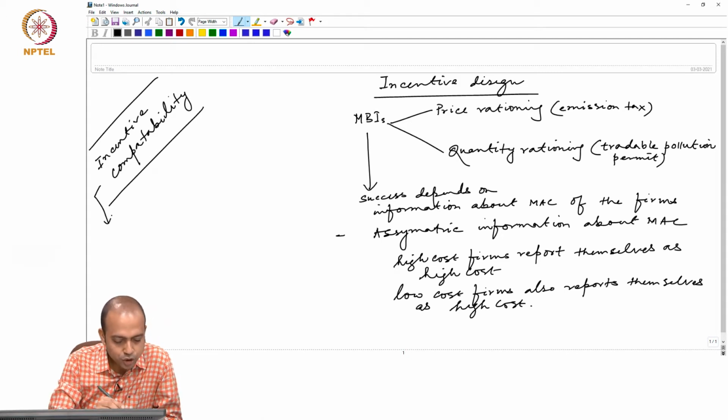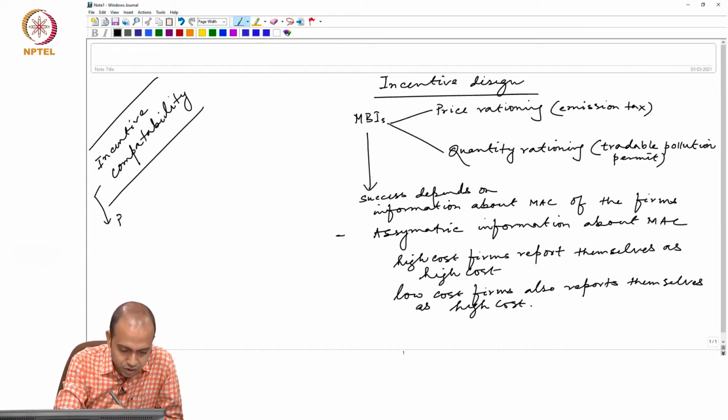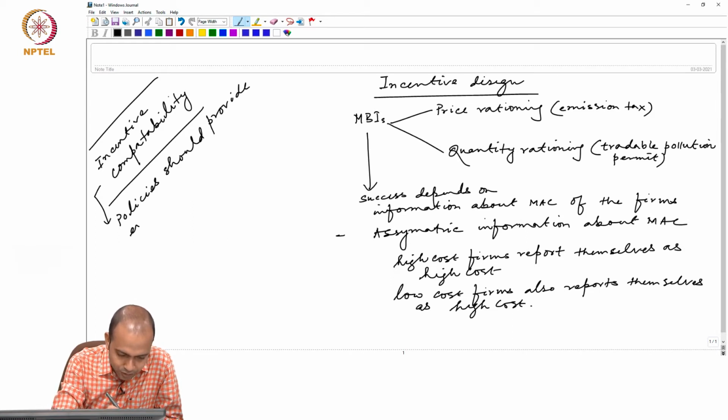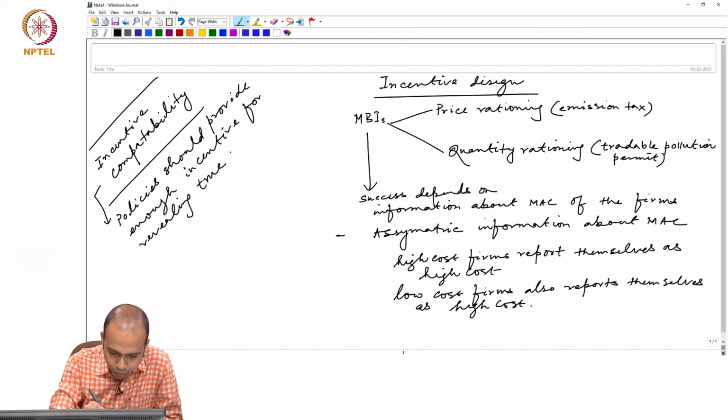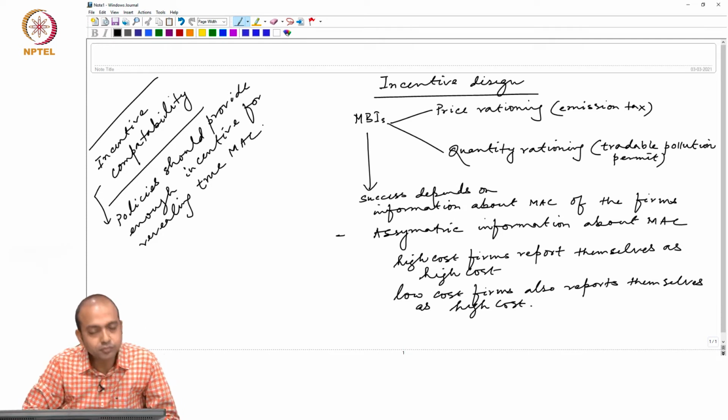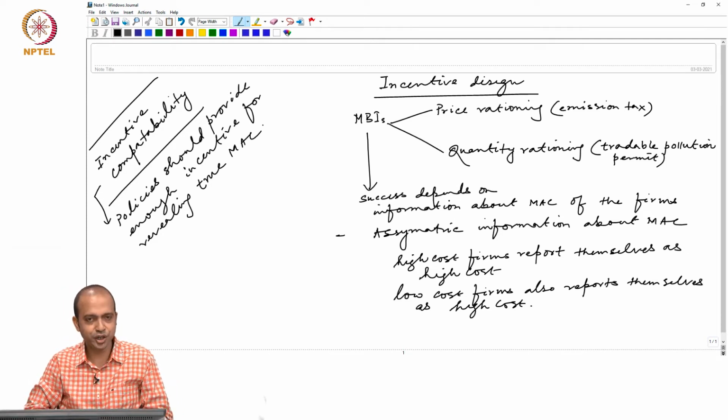Incentive compatibility. So, the regulator should give some incentives. Policies should provide enough incentive for revealing the true marginal cost of abatement. Okay, true marginal cost of abatement.